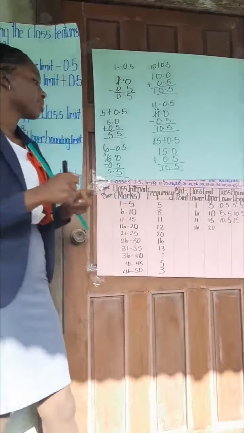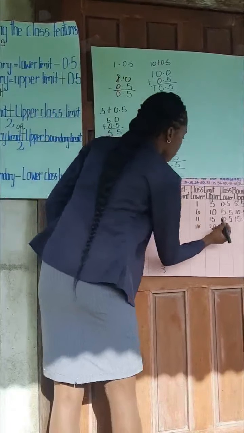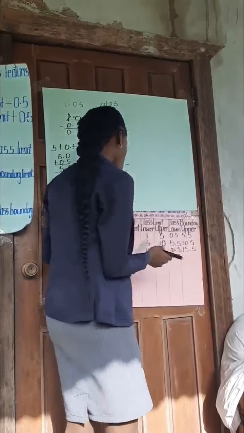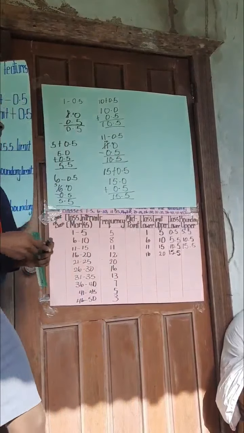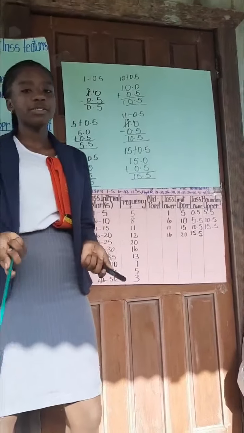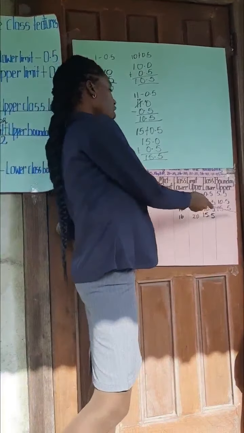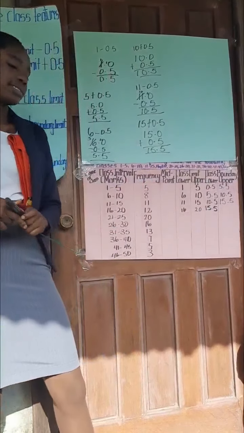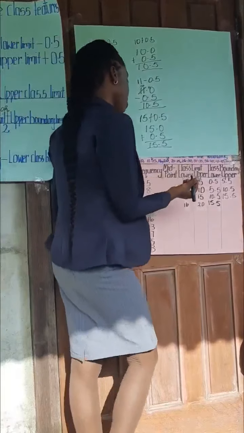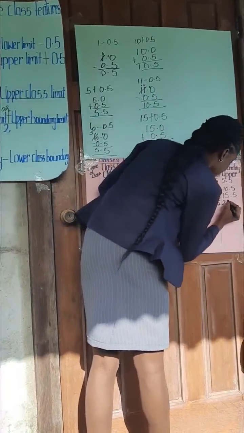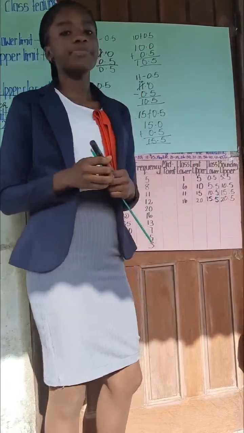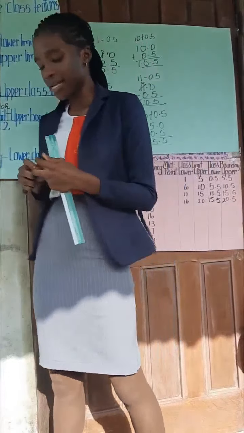Yes, Shamar? Yes, it's going to be 15.5 as our lower class boundary, just like we have it here for the upper class boundary of the previous class, right? And what is going to be the upper class boundary of this class? Yes, Isaac? 20.5. Very good. So let us move on to our next formula.